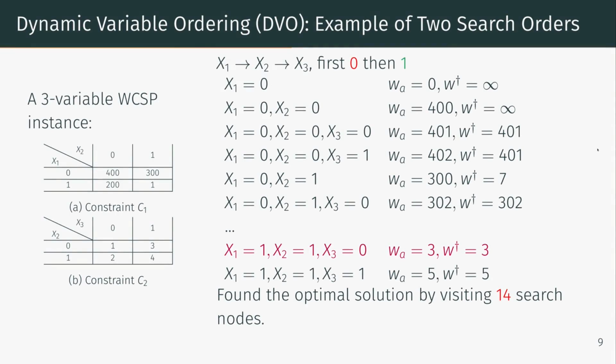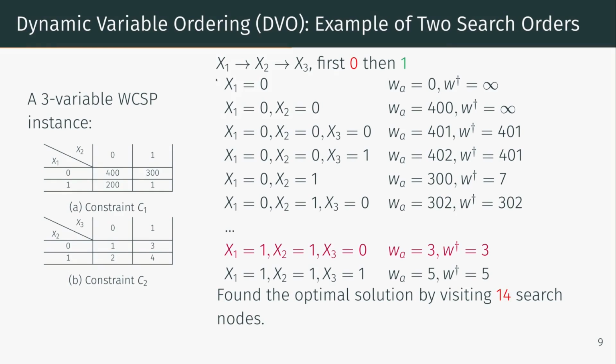Let's go through an example. Let's say there's a 3-variable WCSP instance. There are 2 constraints in it. The first constraint is between x1 and x2, and the second constraint is between x2 and x3. The weights corresponding to each assignment of the 2 variables are listed in this table. So in this table, x1 equals 0 and x2 equals 0 would have a weight of 400. x1 equals 0 and x2 equals 1 would have a weight of 300. x1 equals 1 and x2 equals 0 with a weight of 200, and x1 equals 1 and x2 equals 1 with a weight of 1. And similarly, there are also 4 weights in constraint C2.